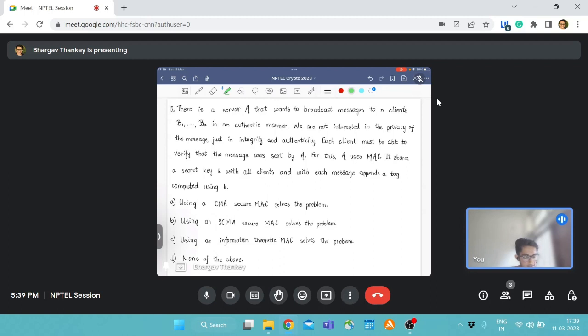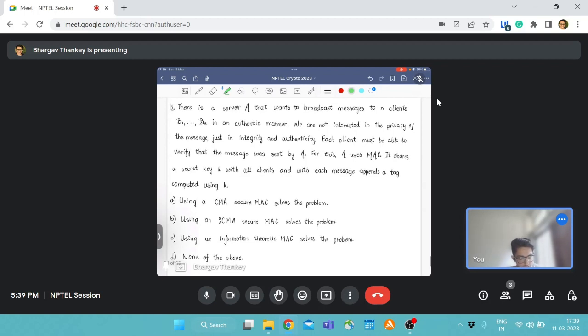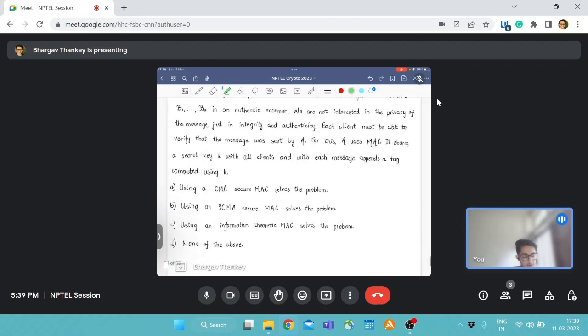What it does is the following. It picks a secret key K and shares this key with all the clients. And then with every message, it appends a tag computed using K. So is the construction clear? So the question is which of these options are correct. Option A: using a CMA secure MAC solves the problem. Option B: using an SCMA secure MAC solves the problem. Option C: using an information theoretic MAC solves the problem. And option D is none of the above. So would you like to guess which of these is the correct answer?